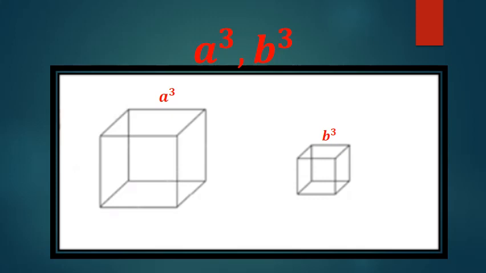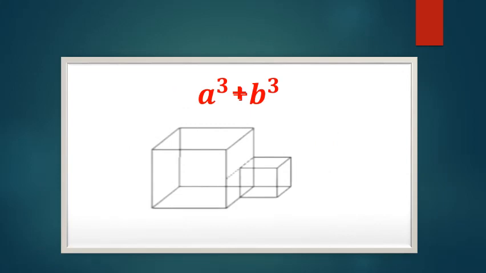Same like this, the smaller cube has the sides b. So by using the formula of the volume, b into b, we will have here b cube. So in the next step, we are going to add both these cubes. Yes, see, basically this is now a cube plus b cube geometrically.